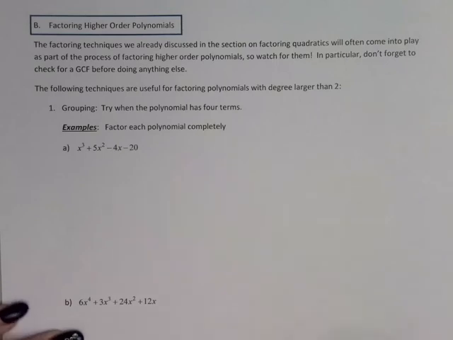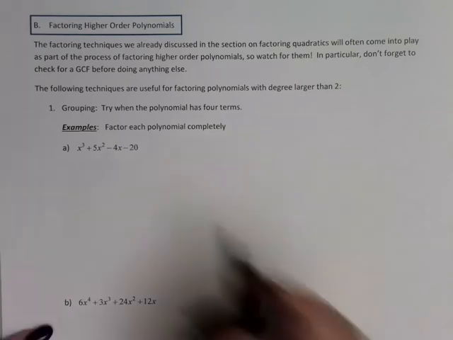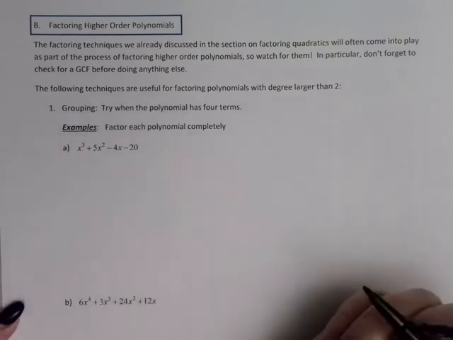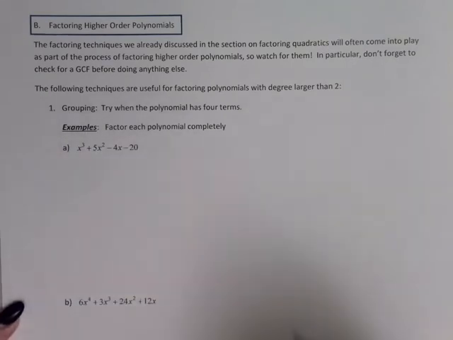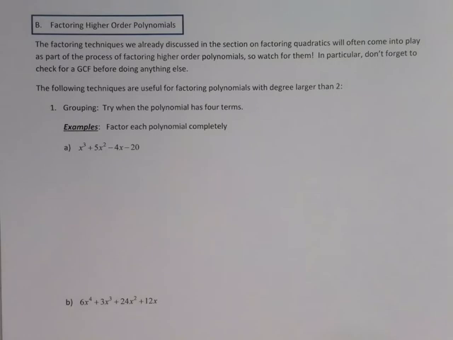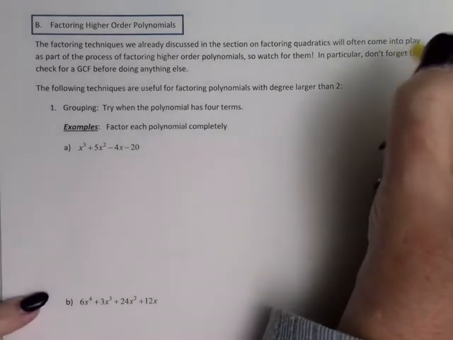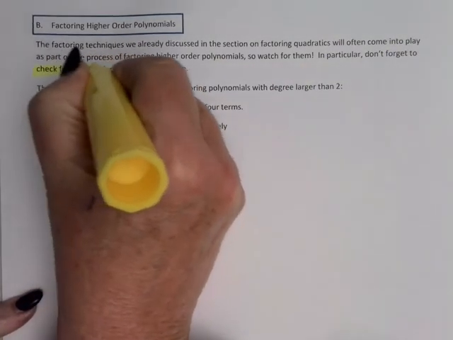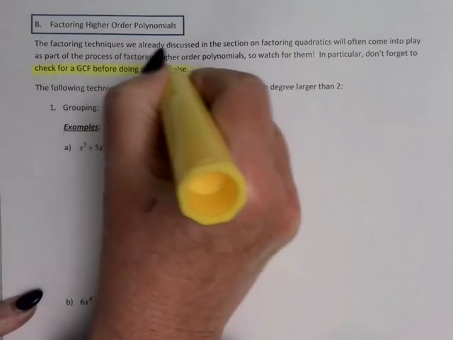This is section 2.2, part B. We're going to be talking about factoring our higher order polynomials. And there are a number of different techniques we'll want to look at. One thing to keep in mind, no matter what kind of polynomial you're working with, always remember to check for a GCF before doing anything else.